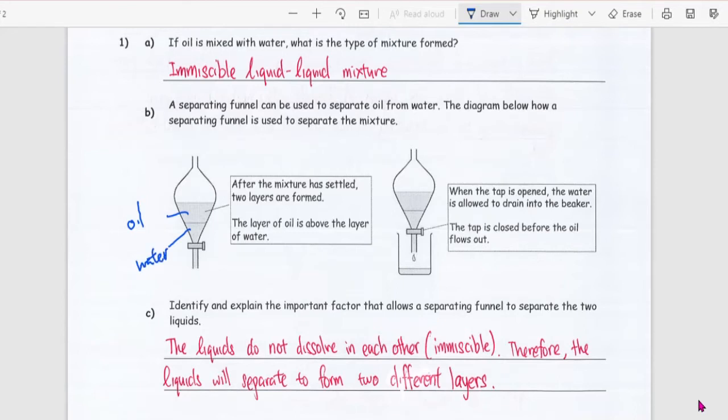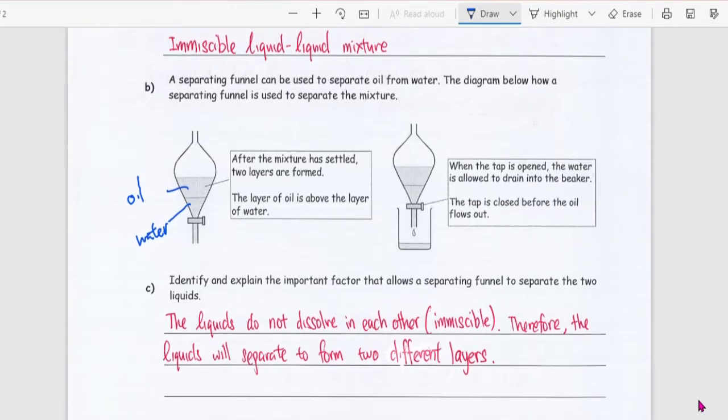So how does this separating funnel work? You open the tap over here and let the water drain out. Once all the water is out, you close the tap. So officially, you have separated the water from the oil. This is how the separating funnel works.